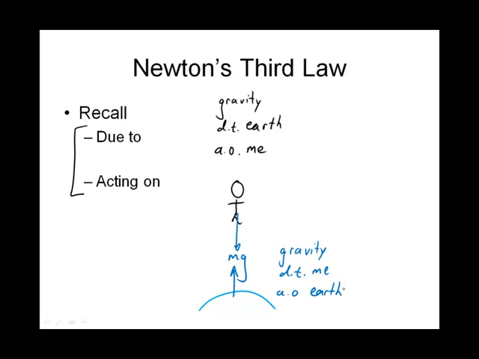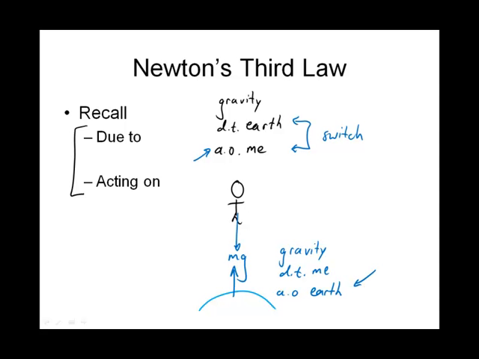Now if I weigh 200 pounds, and I'm pulling on the Earth with a force of 200 pounds, the Earth really doesn't notice because its mass is huge. But that force still exists. So the action is a gravitational force due to the Earth acting on me. The reaction, all I need to do is take the "due to" and the "acting on" and switch them. So the reaction is a gravitational force due to me acting on the Earth.